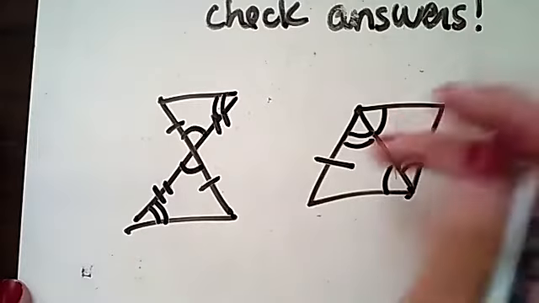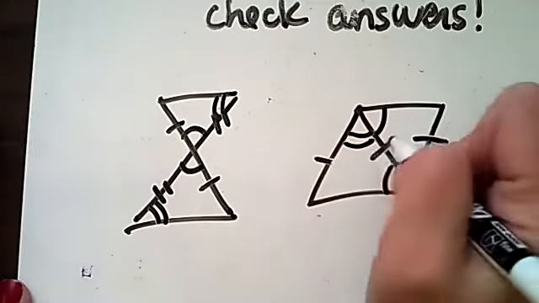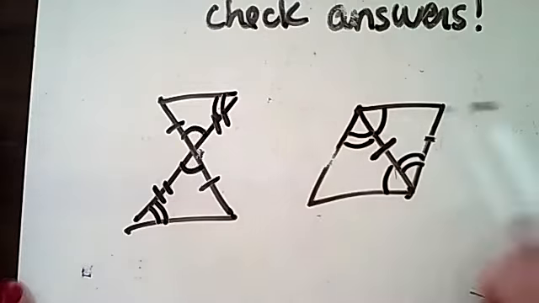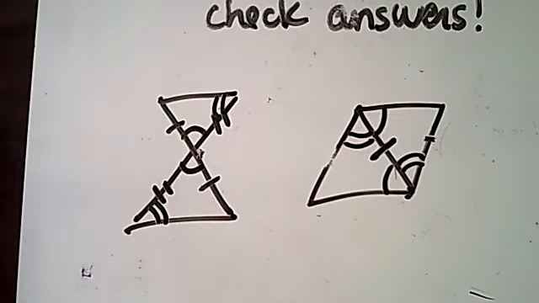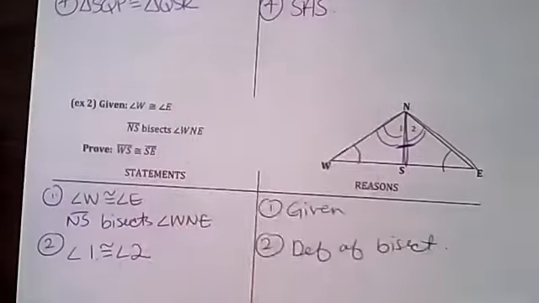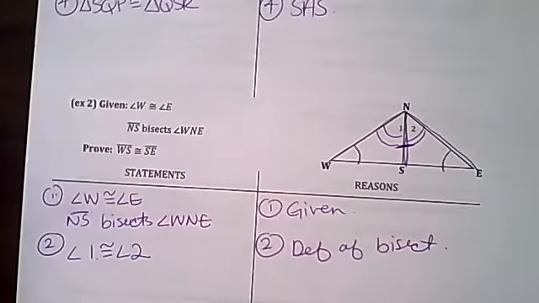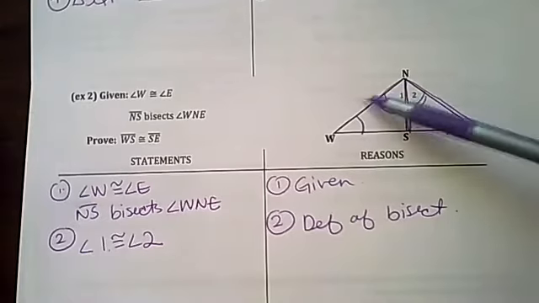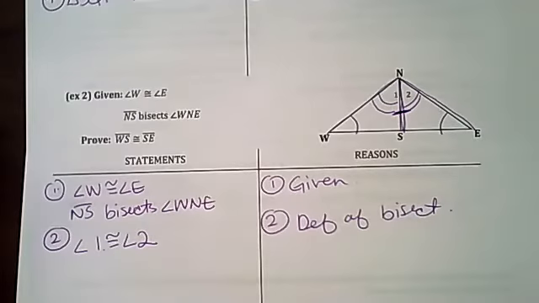The only things that you can mark are shared sides for sure, vertical angles for sure, or if in a situation like this, you're given some more information to lead you to mark something. So if I wasn't given that NS bisects this angle, I couldn't mark 1 and 2 as congruent. You can only use what's given to you. So anyway, I just wanted to point that out.